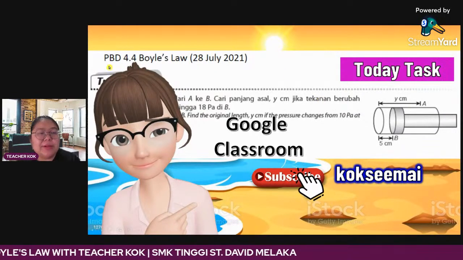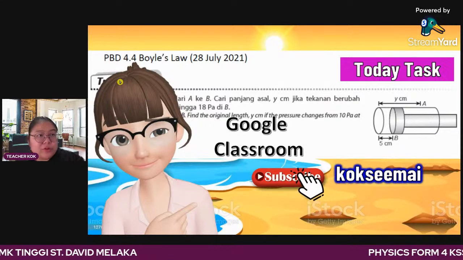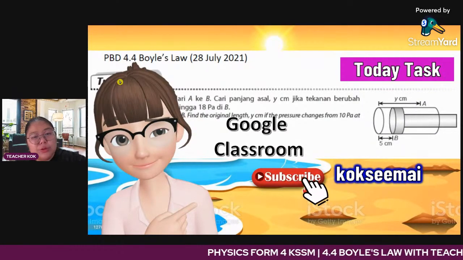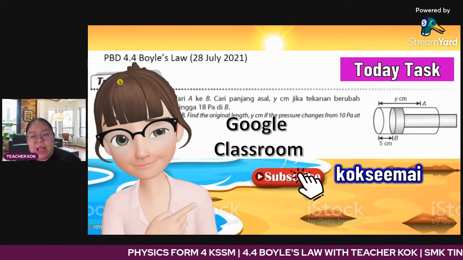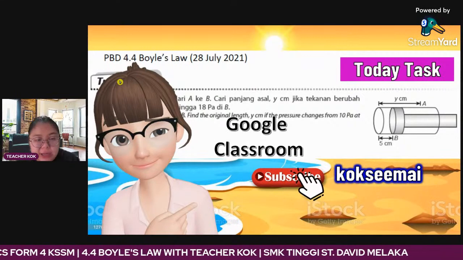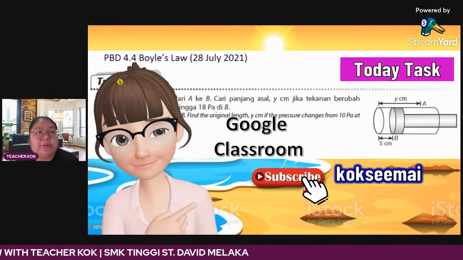Can you see a label? There's a PBD. That one is the marks for yours. So remember to do it and also turn it in, and don't wait until the due date. I repeat again, the due date is Friday, 5 p.m. So better you do it first, and after that, you turn in.